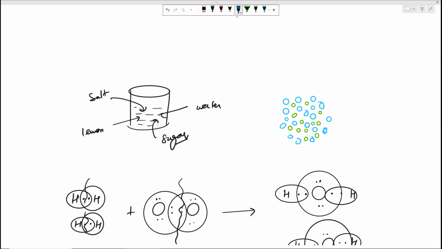Then you add lemon to it, so it will give you the salt, sweet, and sour taste. After the change, the property of the sugar is still shown. The property of the salt is still shown. The property of the lemon is still shown.